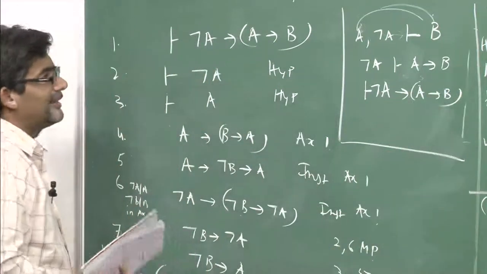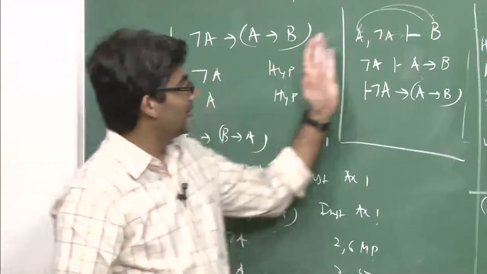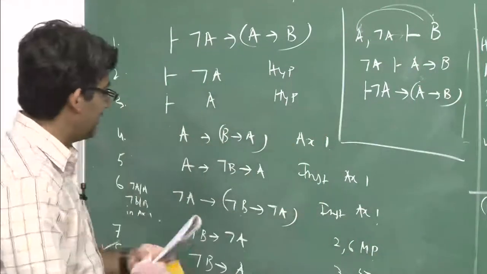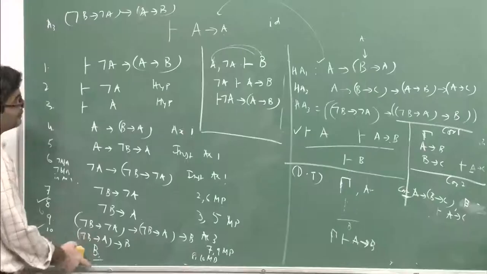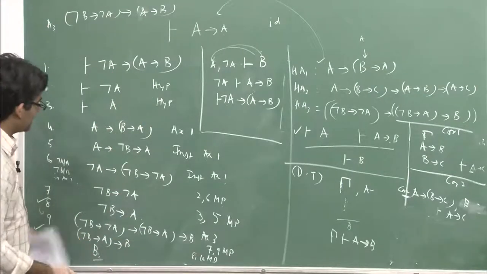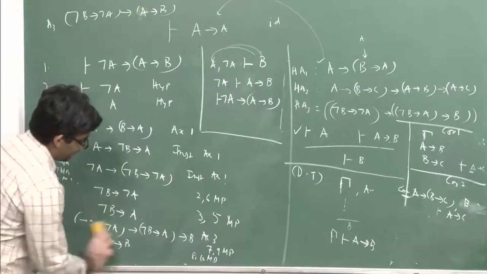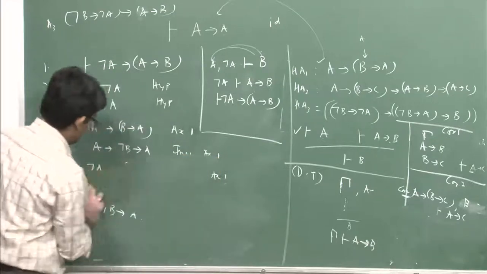Like this one can use the deduction theorem two or three times, and you can move all the left hand side things to the right hand side. So this is the way to prove this famous paradox of material implication. This is one of the instances of the paradox of material implication. This is the way to show it.